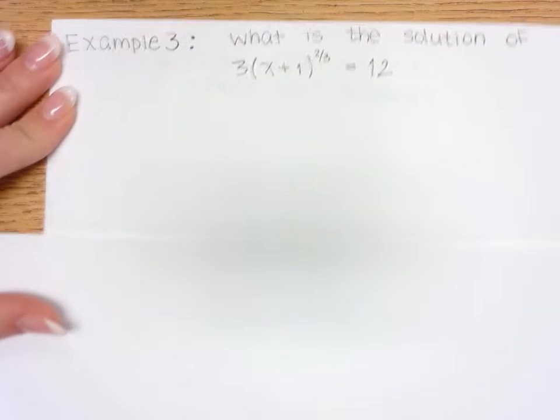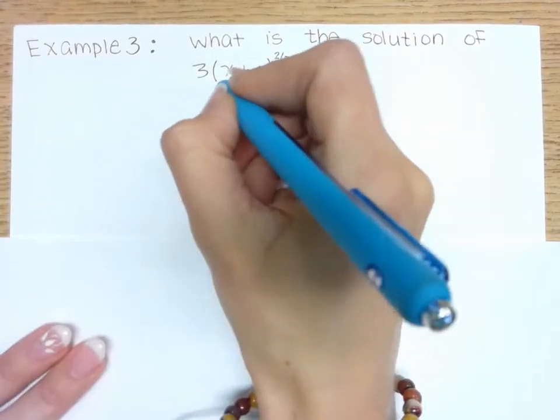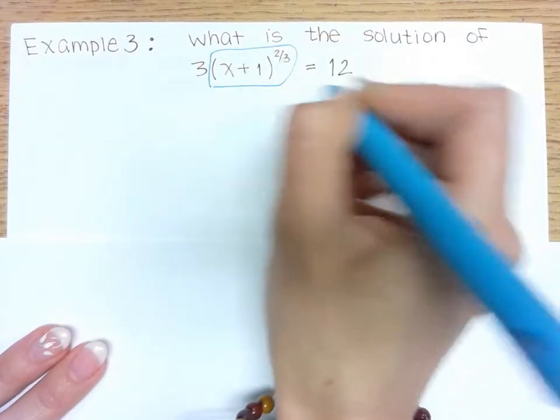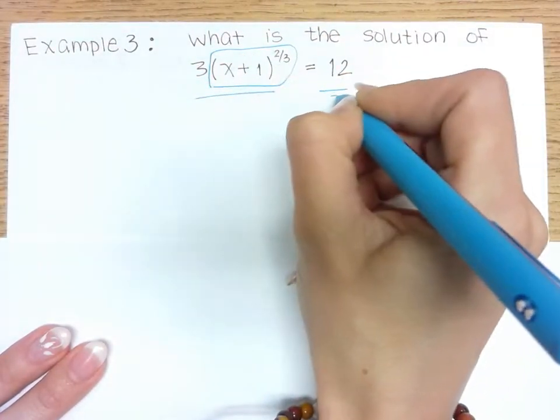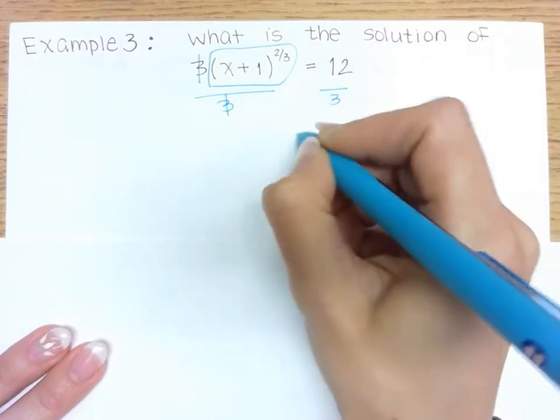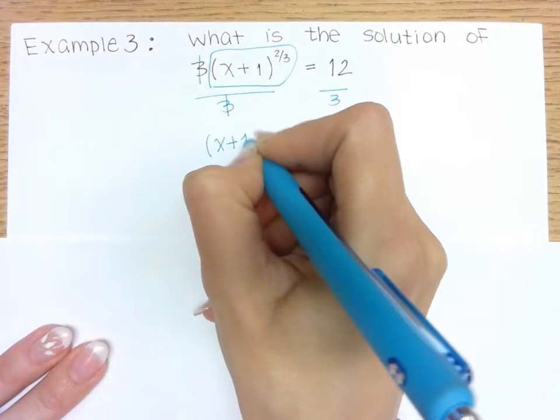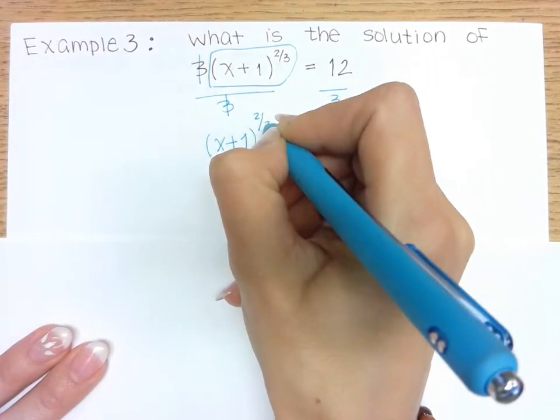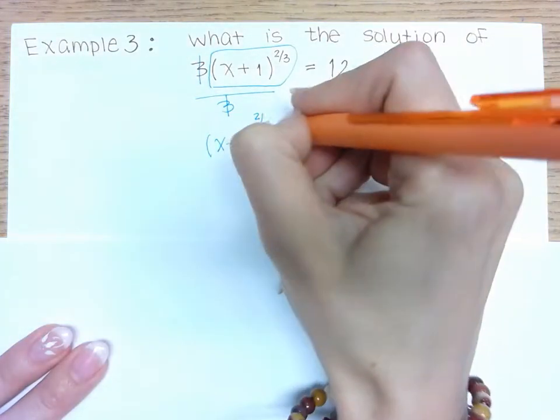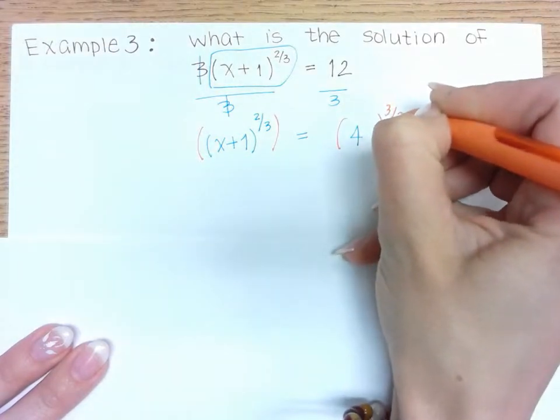What is the solution of this problem? We're going to isolate the radical. This is essentially the radical, the expression with the rational exponent. So I'm going to divide both sides by 3. I get a 4 over here, and I have x plus 1 to the 2/3. Now, I need to raise both sides to the 3 over 2.